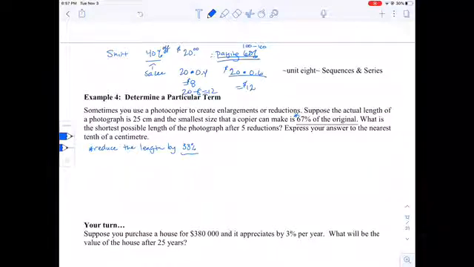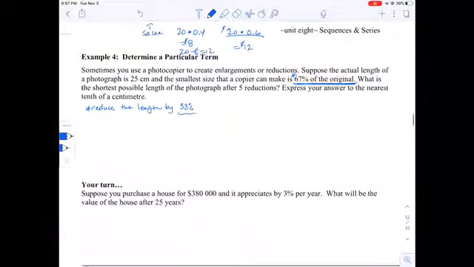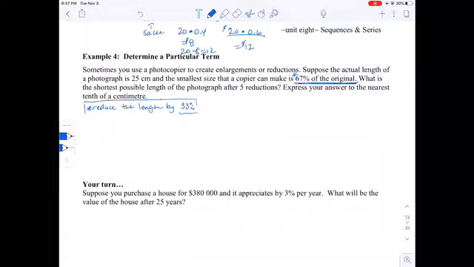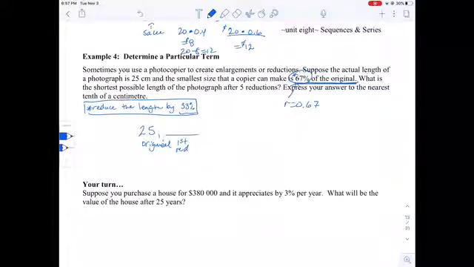Okay, in this case, we want to reduce the length by 33%, but we're actually keeping 67% of the original. So they could have also said, like I said, reduce by 33%. What amount are we keeping? This is going to be our multiplier. R is 0.67. So we start with 25. Okay, that's our original size, length. Our first reduction, I would take 25 and I would times by 0.67.